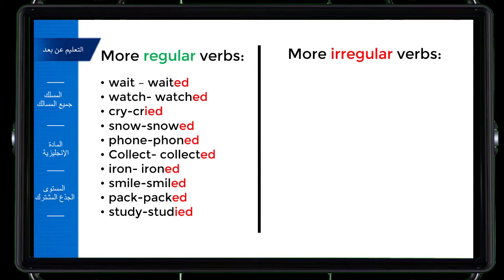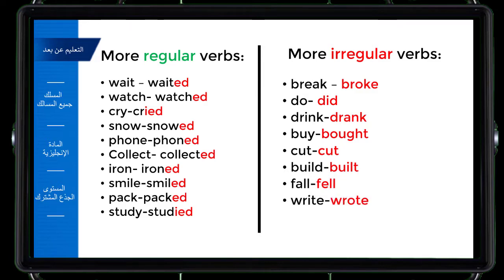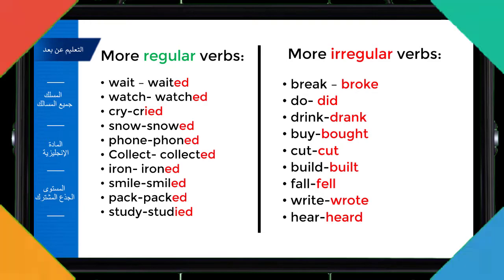More irregular verbs. Break, broke. Do, did. Drink, drank. Buy, bought. Cut, cut. Build, built. Fall, fell. Write, wrote. Hear, heard.